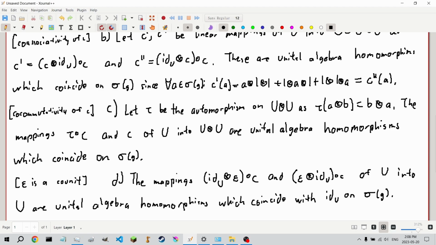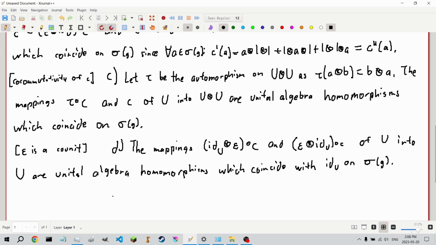Alright, and then finally we have section E, which is the compatibility of the filtration.